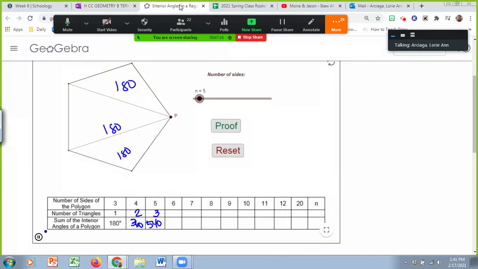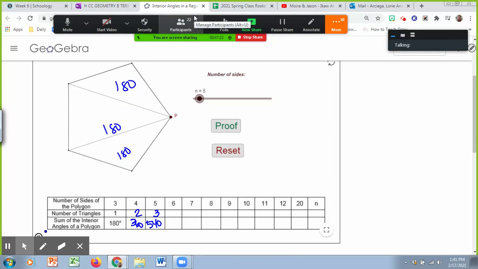Have you completed everything? You need more time? What about the others? Have you guys completed it?